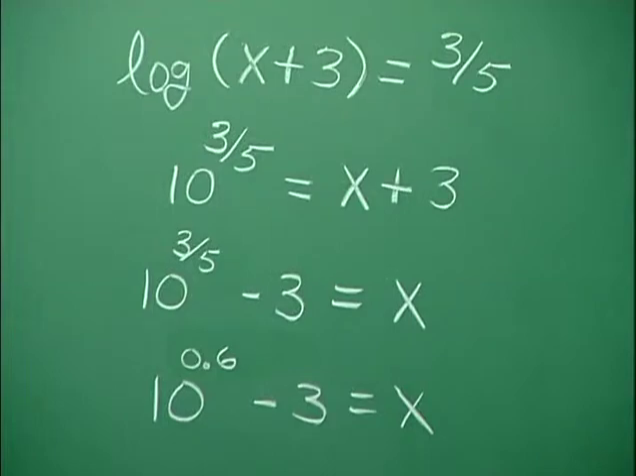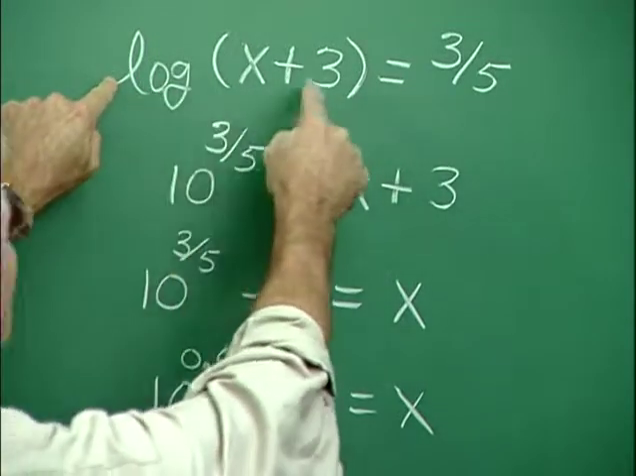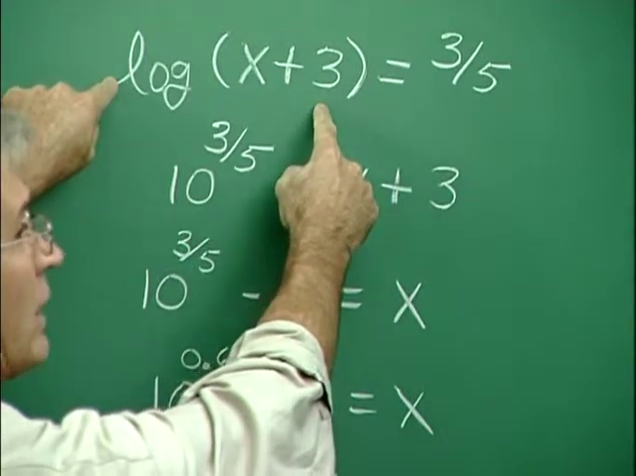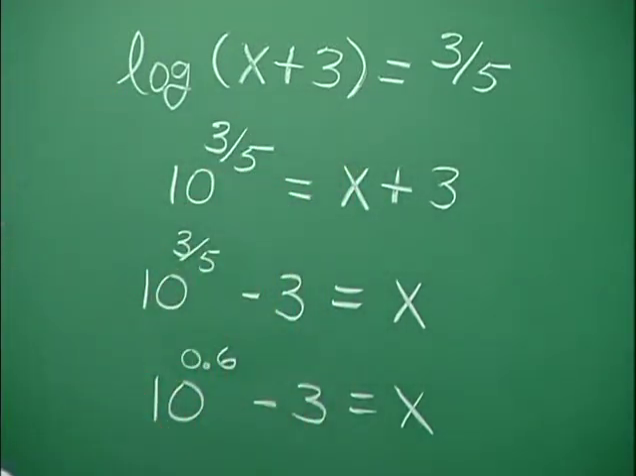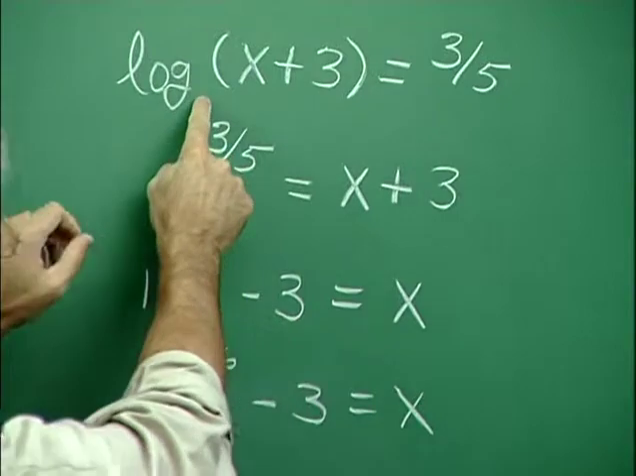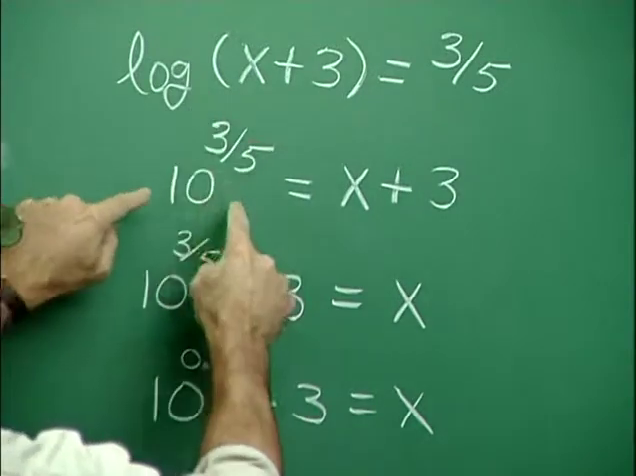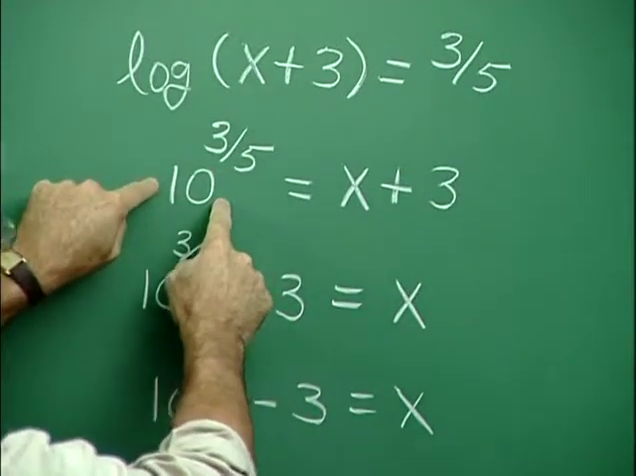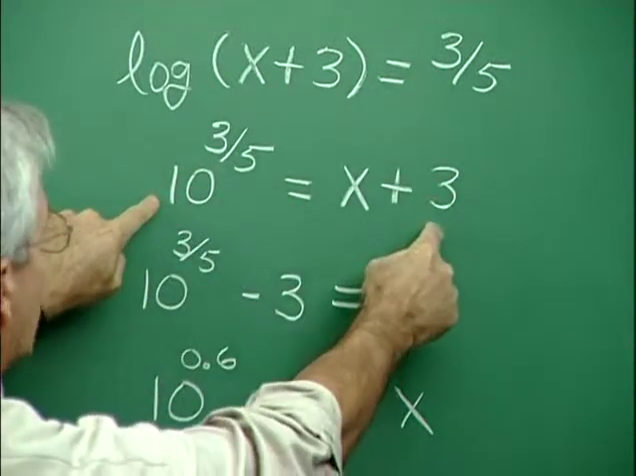In this next one, we have a rather similar idea, except we don't have a coefficient on this log of x plus 3, so we can go right into the exponential form. The emphasis here is that the understood base of the logarithm is 10, so the base of the exponent is going to be 10. So it's 10 to the 3/5 is equal to x plus 3.